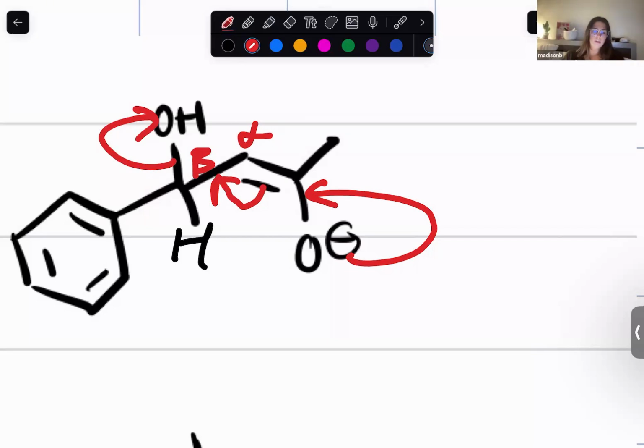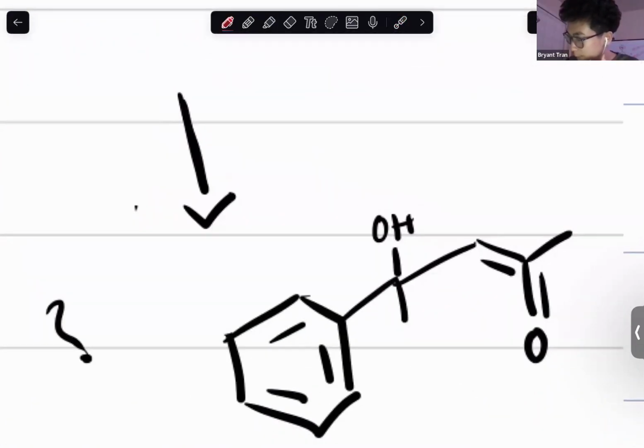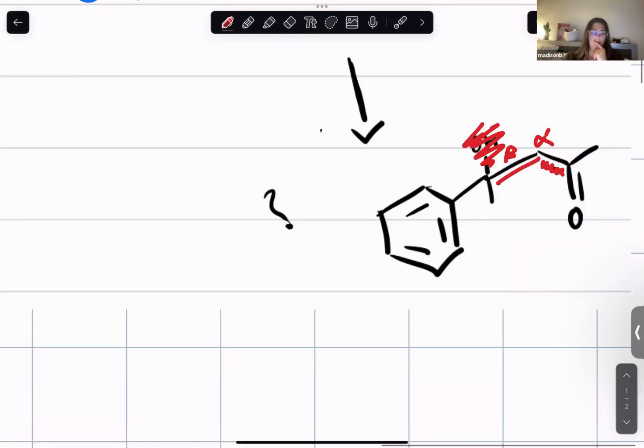Right. Alpha, and then beta, and then you're gonna kick out your OH group. And that's gonna give us this final product where we don't have the OH group anymore because it got kicked out, and a double bond between the alpha and beta carbon, like that. Oh, so the bond got moved over then. Okay.